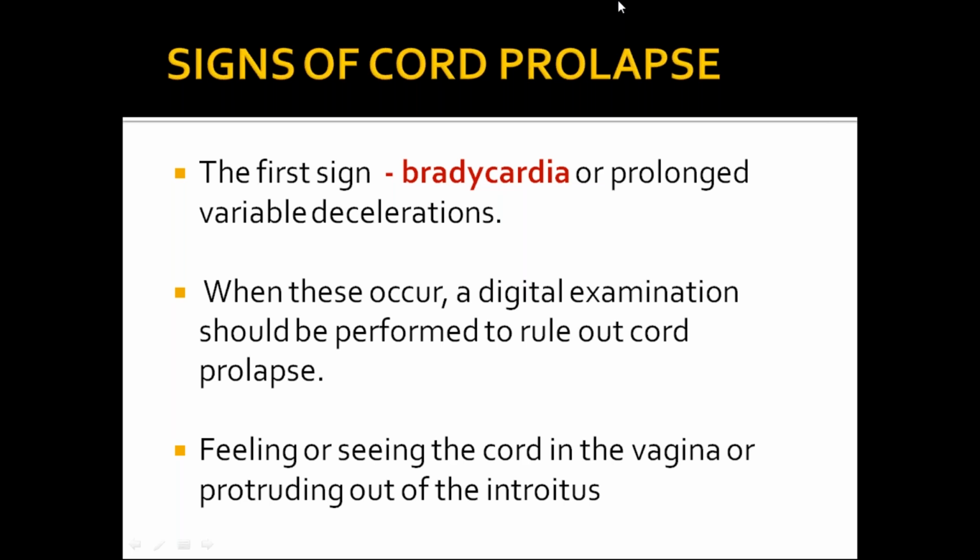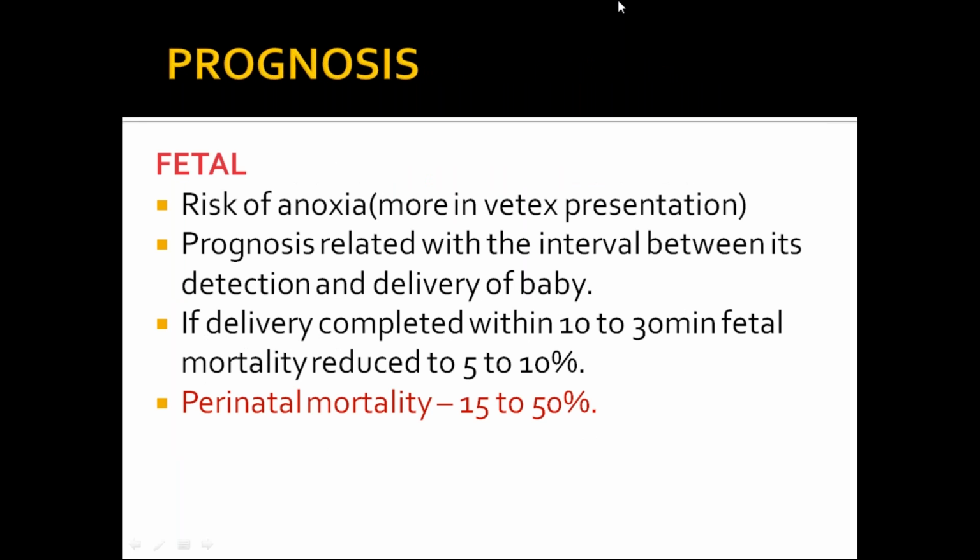So whenever you rupture membranes, you have to see the color of the liquor, rule out cord prolapse, number three, dilatation and station of the presenting part, and number five is fetal heart rate. We have to compulsorily check all these five things when you rupture membranes. So feeling and seeing the cord in the vagina, or when you feel the pulsations, you can confirm by doing PV examination.